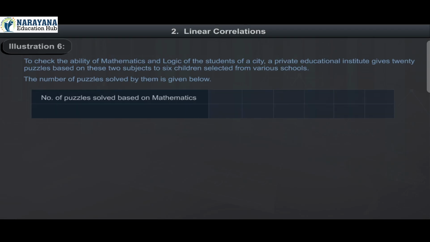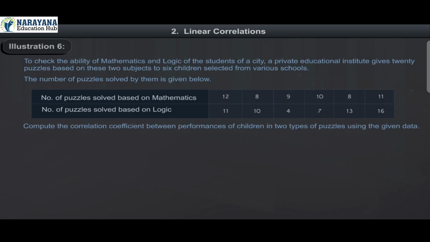Number of puzzles solved based on mathematics. Number of puzzles solved based on logic. 12, 11, 8, 10, 9, 4, 10, 7, 8, 13, 11, 16. Compute the correlation coefficient between performance of children in two types of puzzles using the given data.